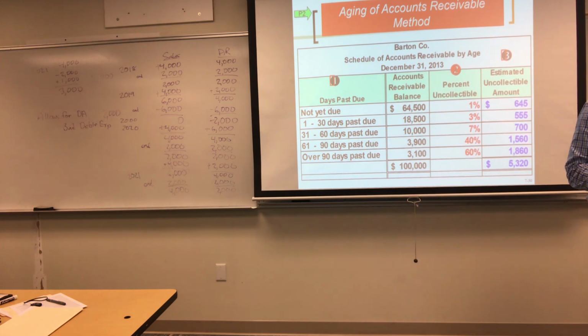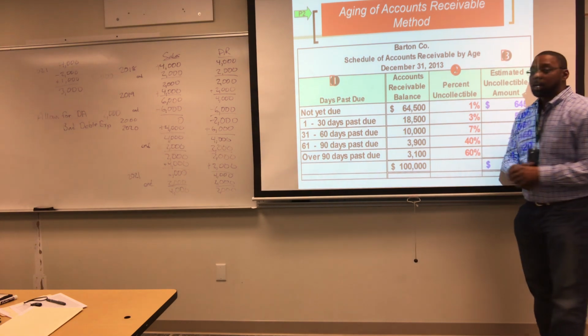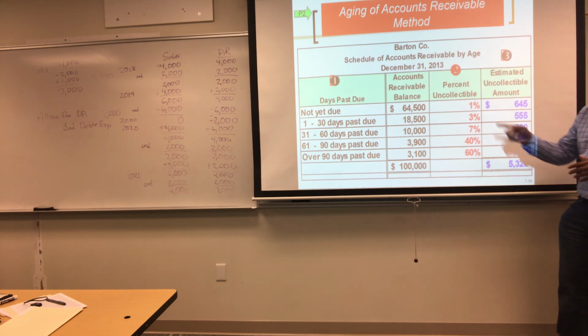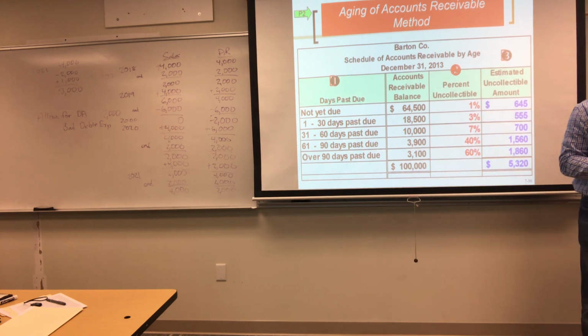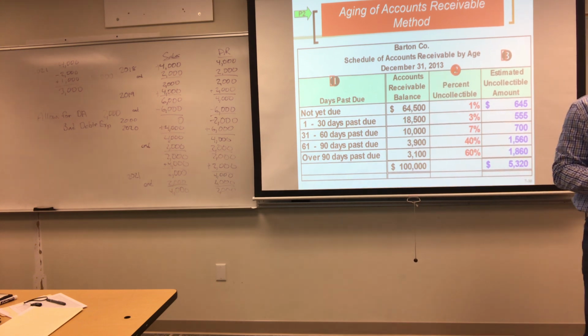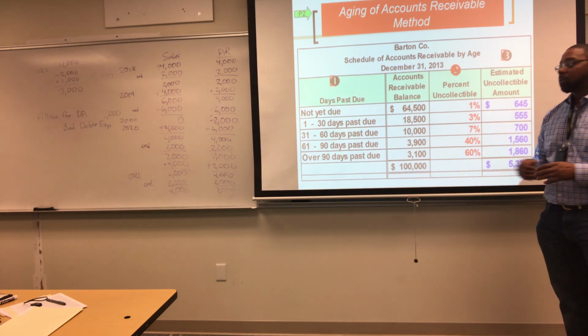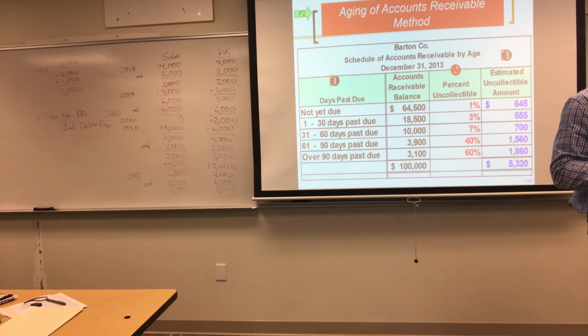Everyone with me? So we cannot treat all accounts receivable the same. So we have aging, which breaks it out into time periods. Those time periods are either not due, and we're saying that there's a 1% chance that people whose bills aren't due yet will not pay. There is a 3% chance that the individuals that are 1 to 30 days past due will not pay. 3% of them will not pay.